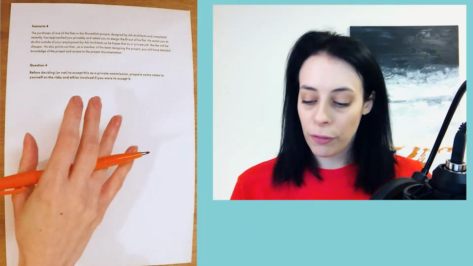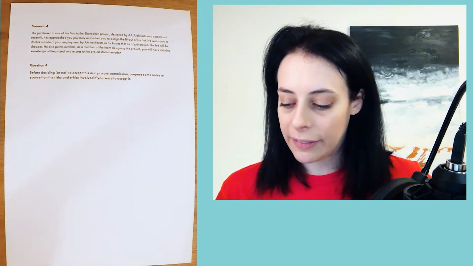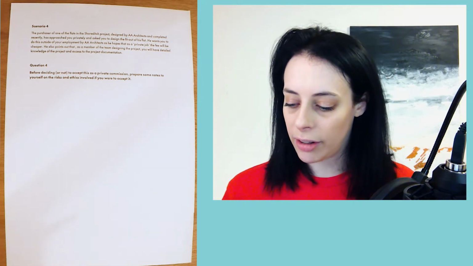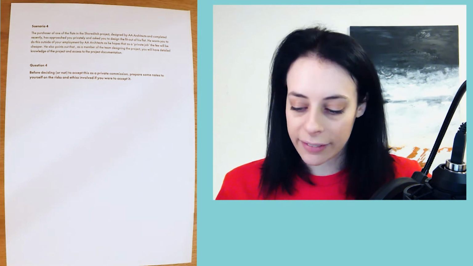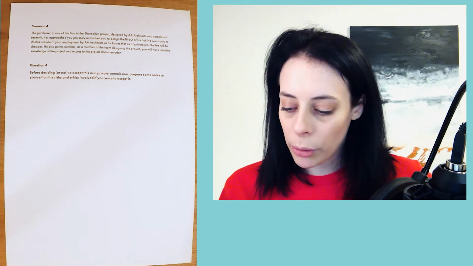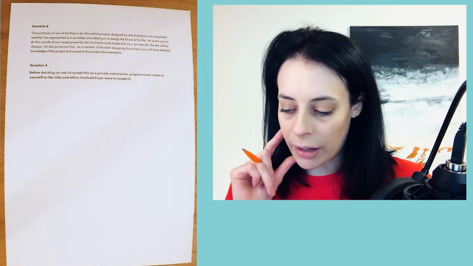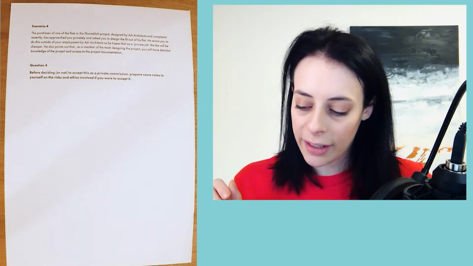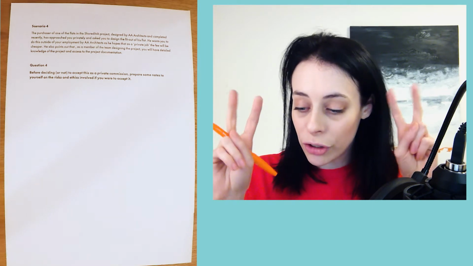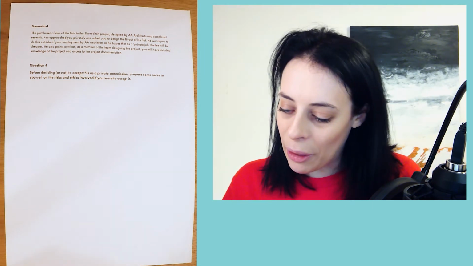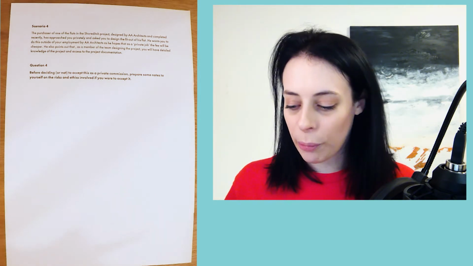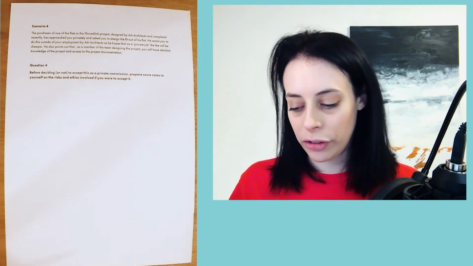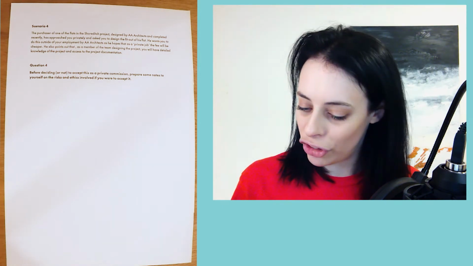So this is scenario 4. The purchaser of one of the flats in the Shoreditch project, which is a separate thing done by this architectural practice of imaginary times, designed by AA Architects, has completed recently. And they have approached you privately and asked you to design the fit out for his flat. He wants you to do this outside of your employment for AA Architects, as he hopes that as a private job, the fee will be cheaper. He also points out that as a member of the team, having designed the original project, you will have detailed knowledge of the project and access to the project documentation.